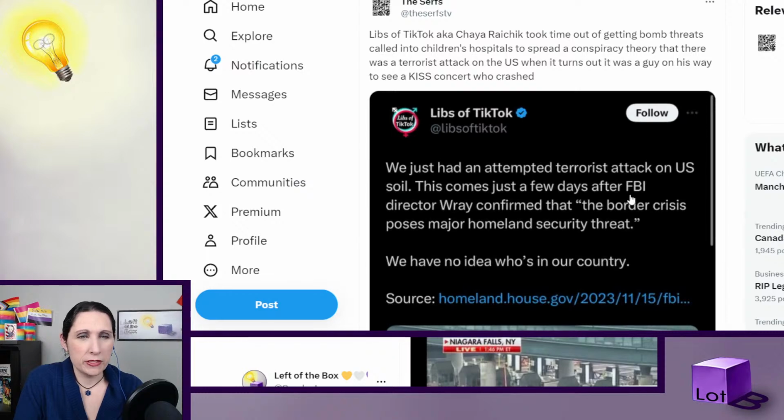soil. This comes from just a few days after the FBI director, Wray, confirmed the border crisis poses major homeland security threat. Yeah, the border crisis between Canada and the United States. It's a huge border crisis happening there.